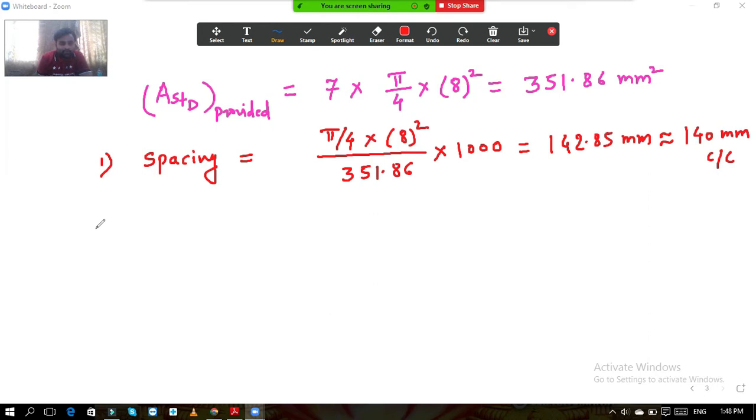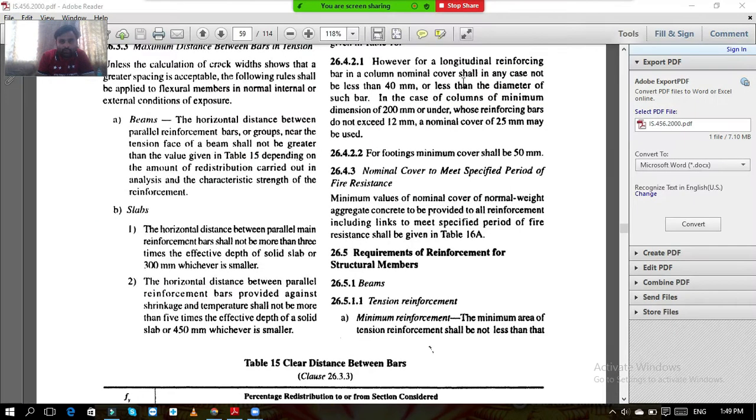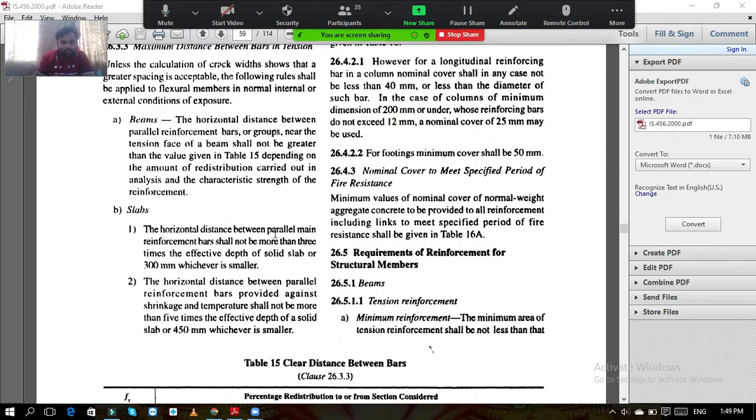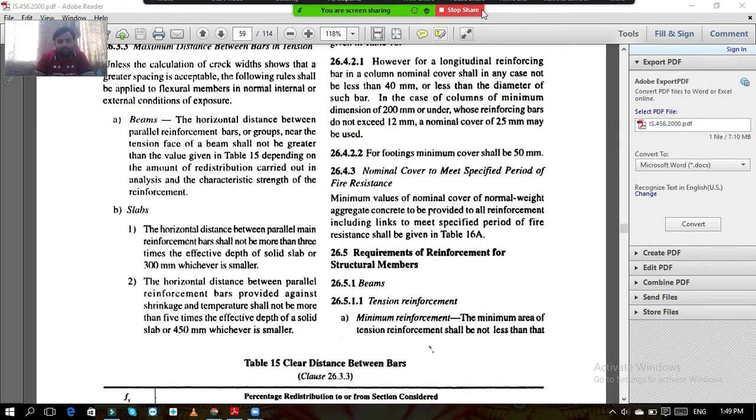This is our spacing. Now there are two more clauses for the spacing given by the IS code. Spacing of distribution steel. Okay, and what should be the spacing? Now you already know what those two clauses are. So many times we have studied, but still we will go to the IS code now. Okay, so here now see the IS code.